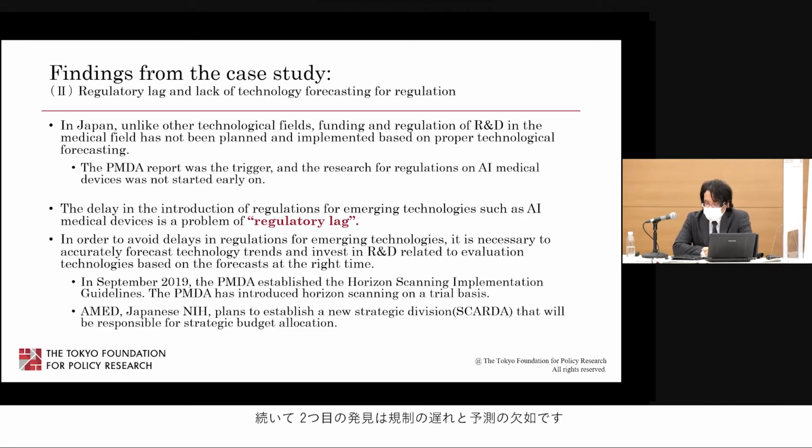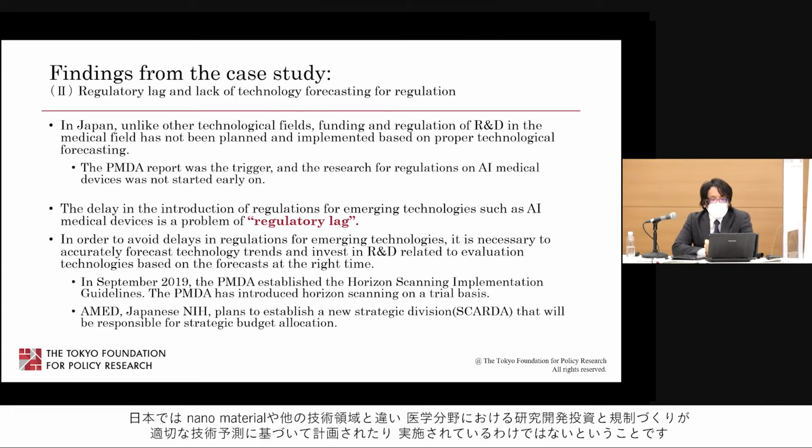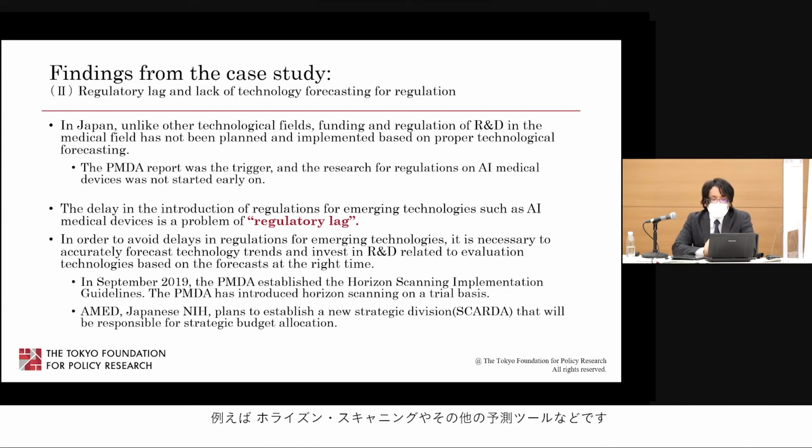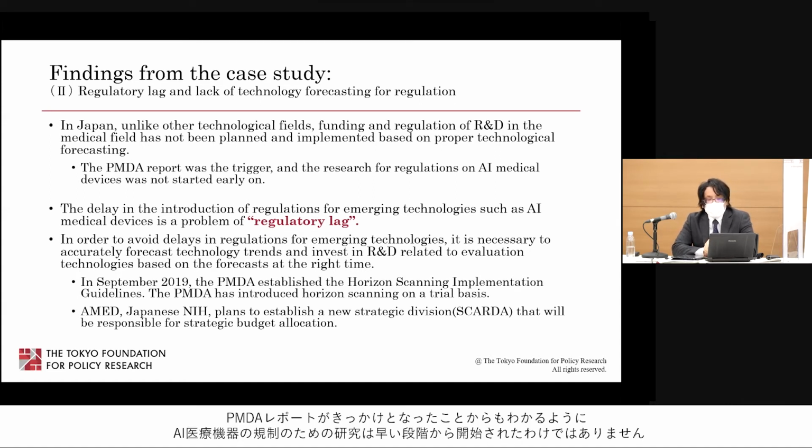So the second finding is regulatory lag and lack of forecasting. In Japan, unlike other technological fields, including nanomaterial, funding and regulation of R&D in the medical field has not been planned and implemented based on proper technological forecasting. For example, the horizon scanning and other forecasting tools. The PMDA report was the trigger, and the research for regulation on AI medical devices was not started early on.